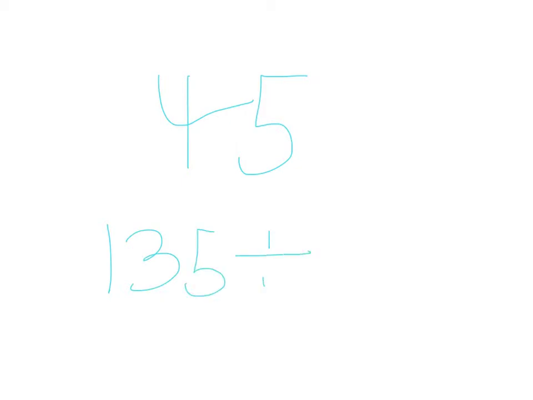Okay, so the answer would be 45, because 45 times 3 equals 135, and that's what we needed. So the answer is 45, and so on our summary number model, we write 135 divided by 3 equals 45. Now I'm going to do another example on another page.